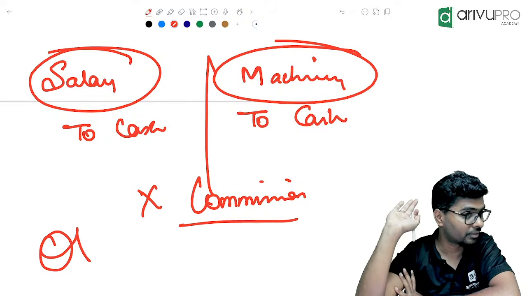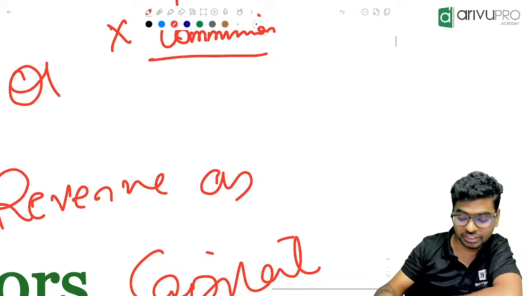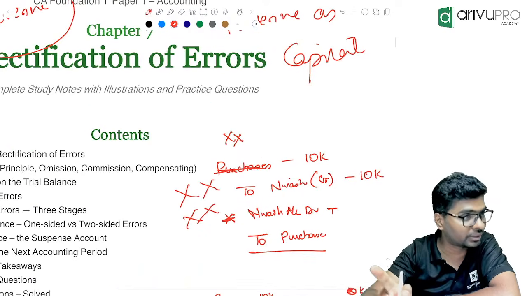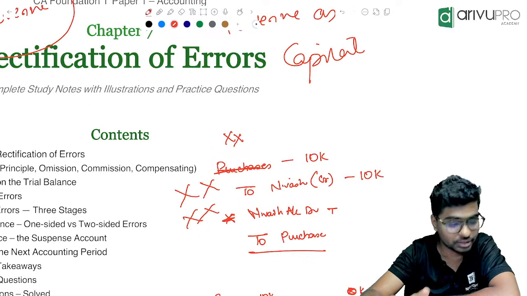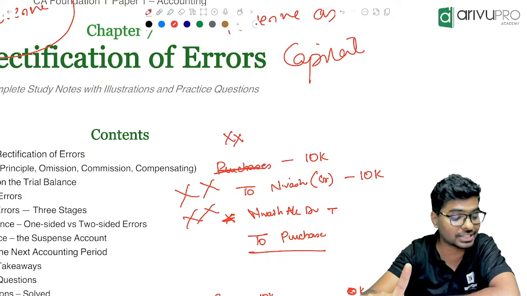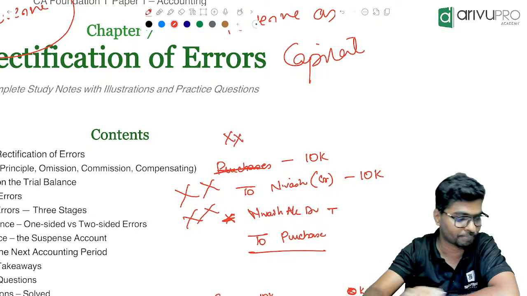Are you guys clear? Now what did I say after this? Every wrong debit will be cancelled by credit and every wrong credit will be cancelled by debit. Are you clear?